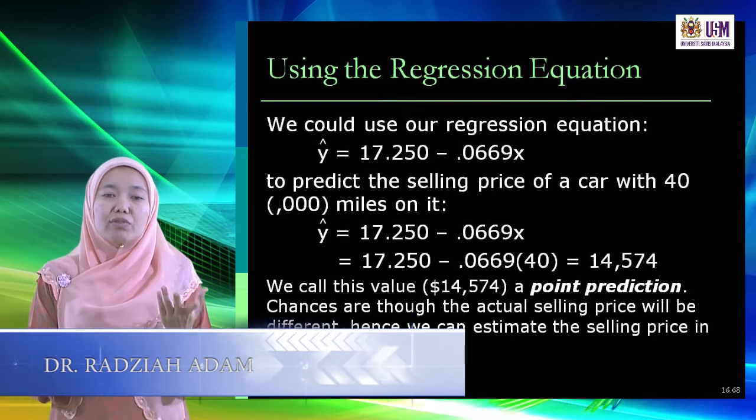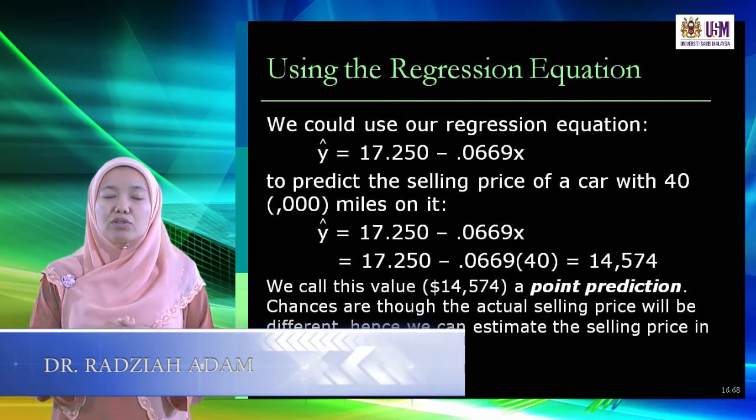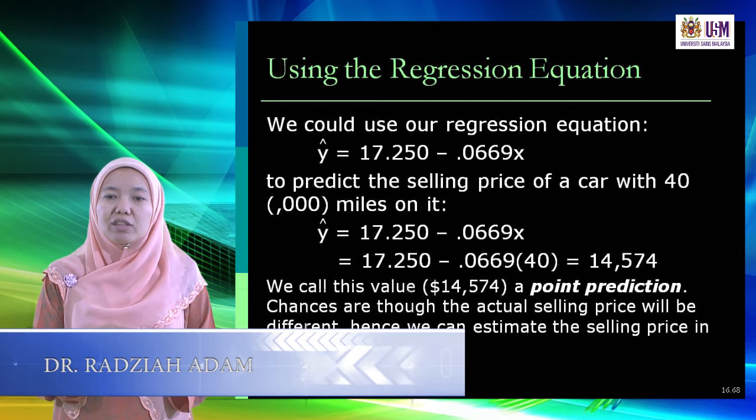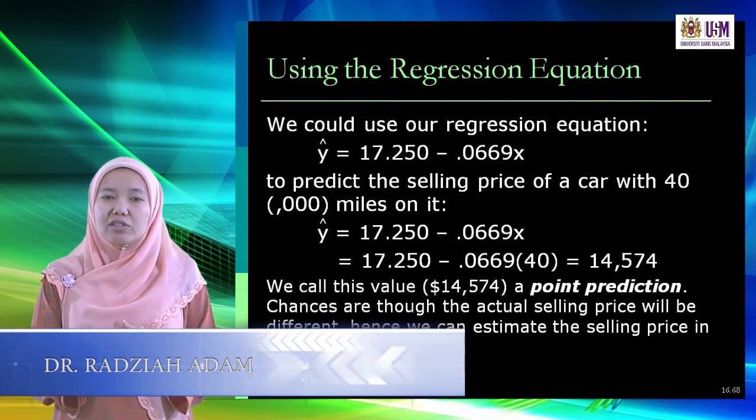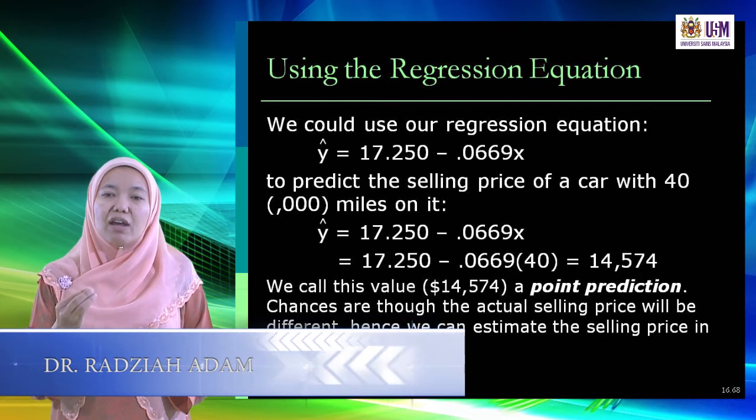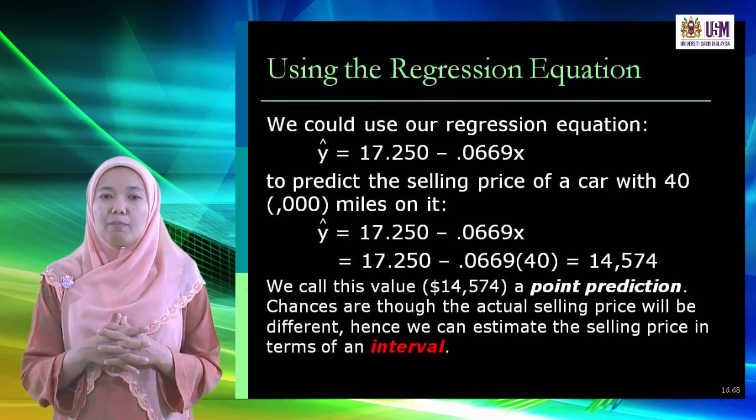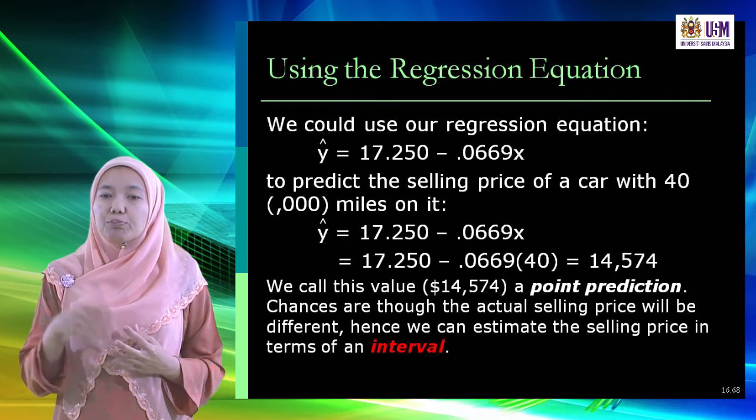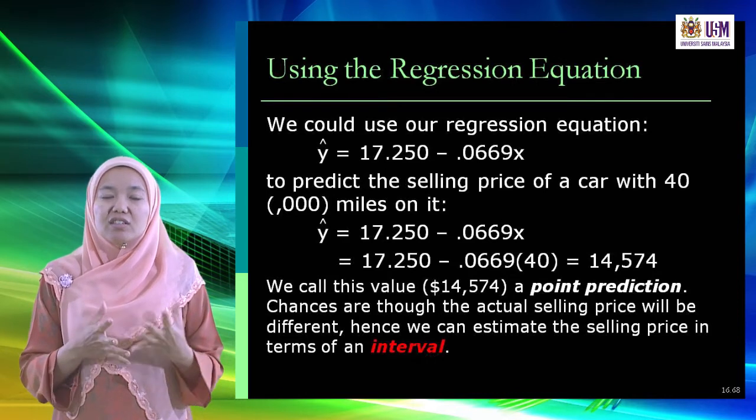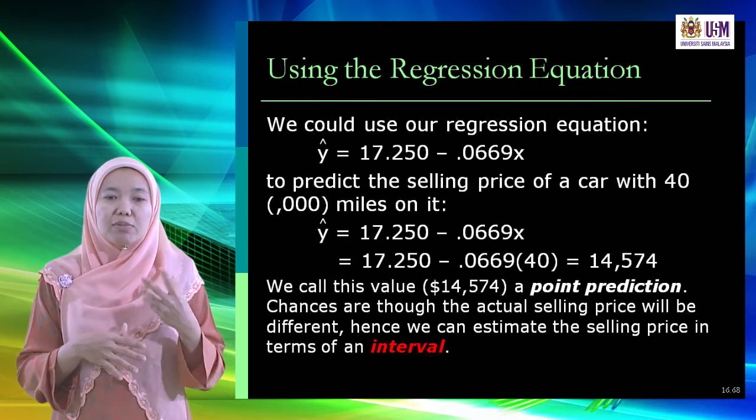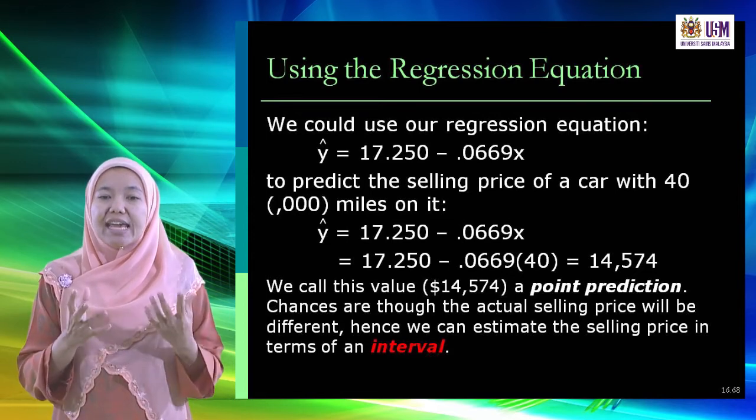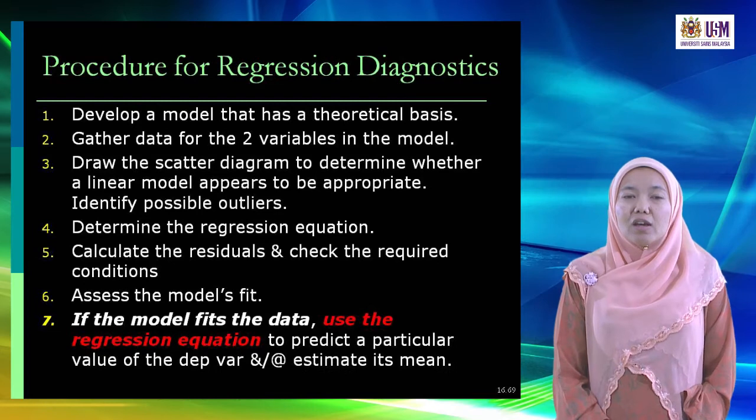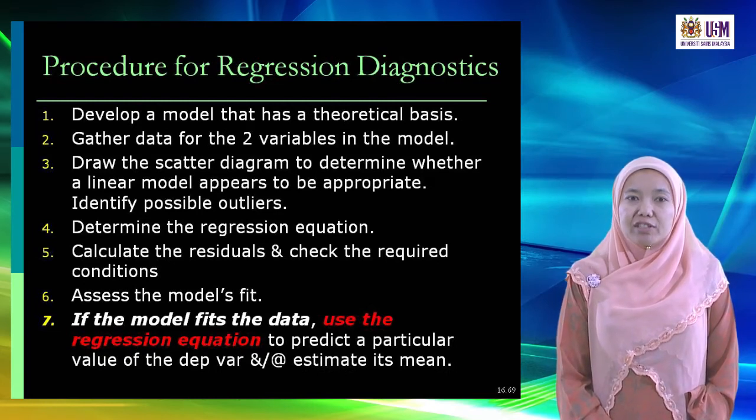Okay, you deduct that from 70.25, so you should get your estimated Y is 14.574. Or if you bring in the 1,000 units, you get $14,574. So we call this value a point prediction. Chances are, though, the actual selling price will be different, so we can estimate the selling price in terms of an interval. Okay, now we are going to look at the procedure for a regression diagnostic.